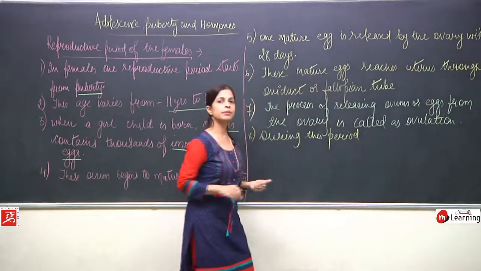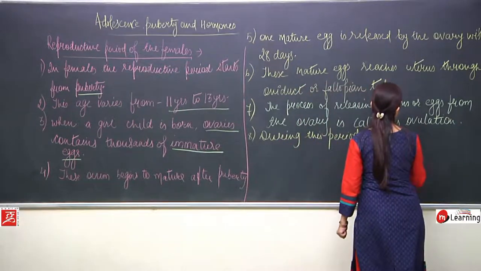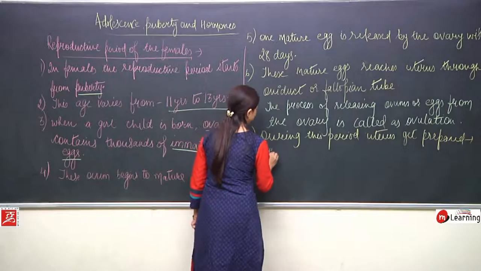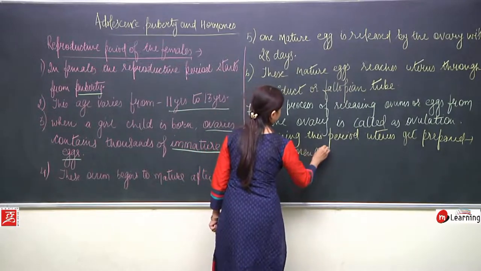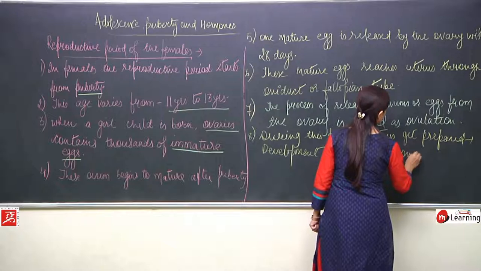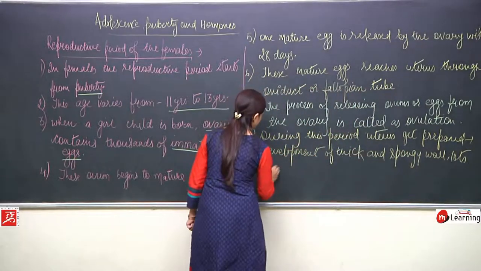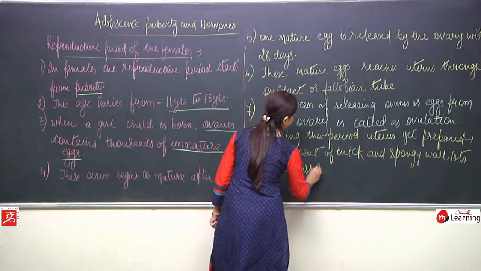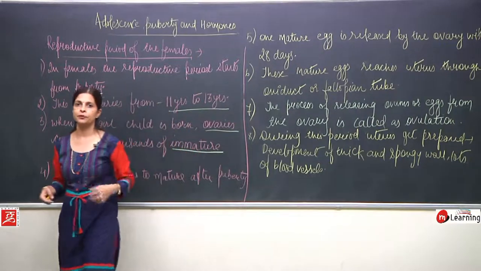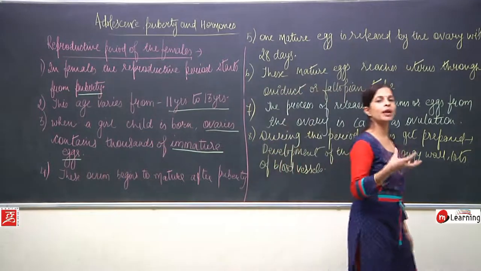Now, children, during this period only, the uterus also gets developed. The uterus gets prepared. How, children? Development of a thick and spongy wall, and lots of blood vessels. I am writing this point very short, children, because there is no place. So during this period, the uterus will be preparing itself. The wall of the uterus will become very thick and spongy, and a lot of blood vessels will be formed over there.